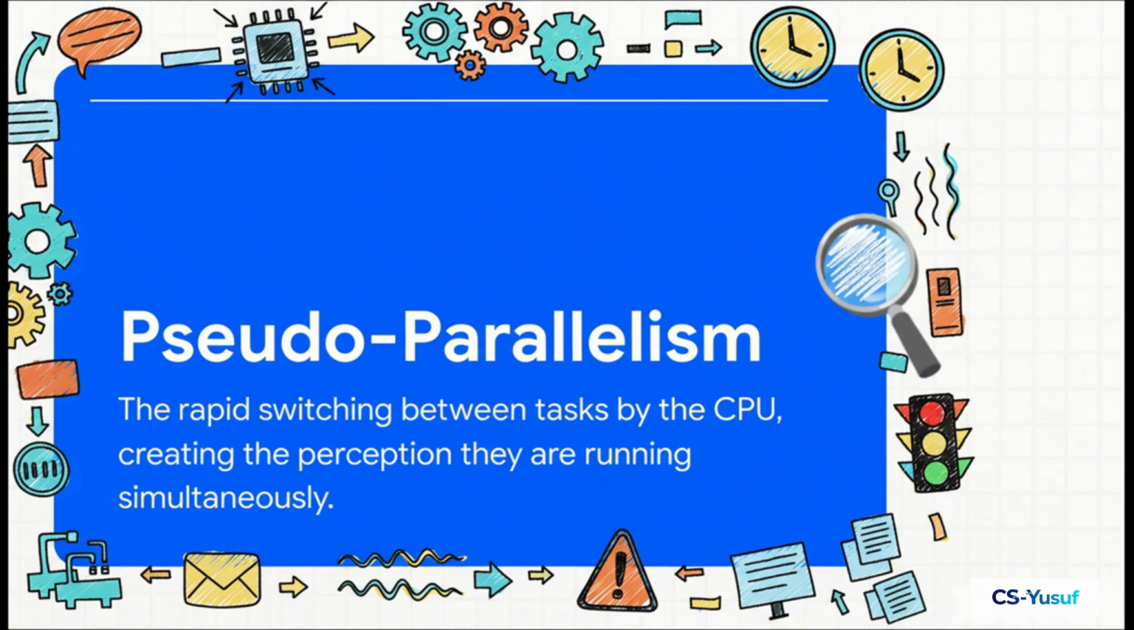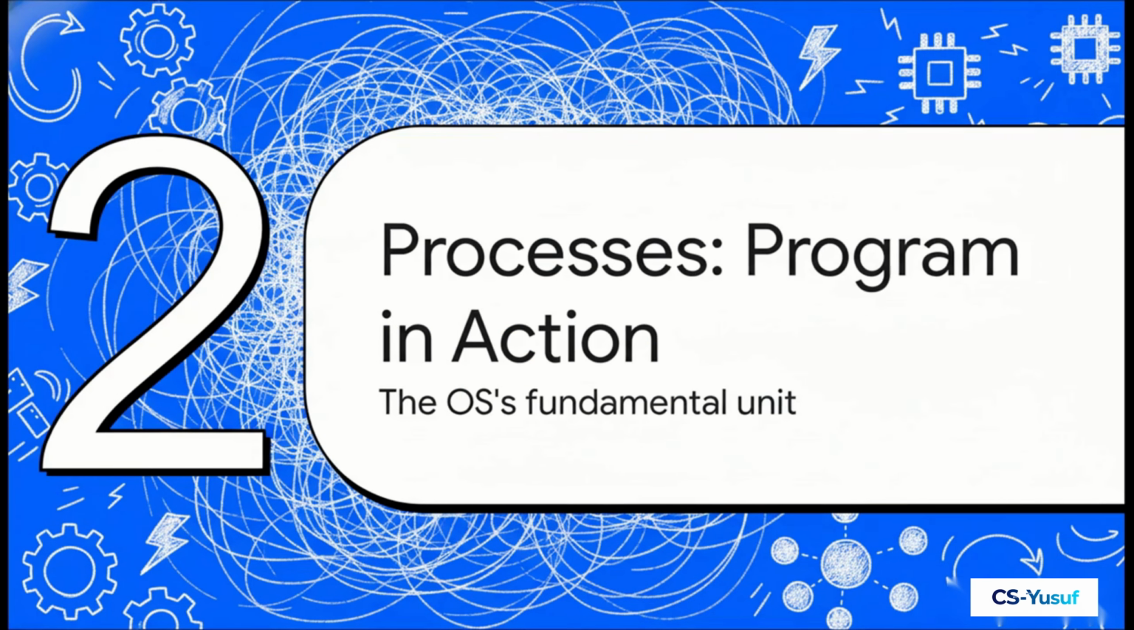So here's the big secret. Your computer isn't actually running your browser, your music, and that antivirus scan all at the exact same nanosecond. Nope. What's really happening is the CPU is switching between these tasks insanely fast. We're talking milliseconds. It's so quick that to us, as humans, it just feels like everything is running at the same time. That's pseudo-parallelism.